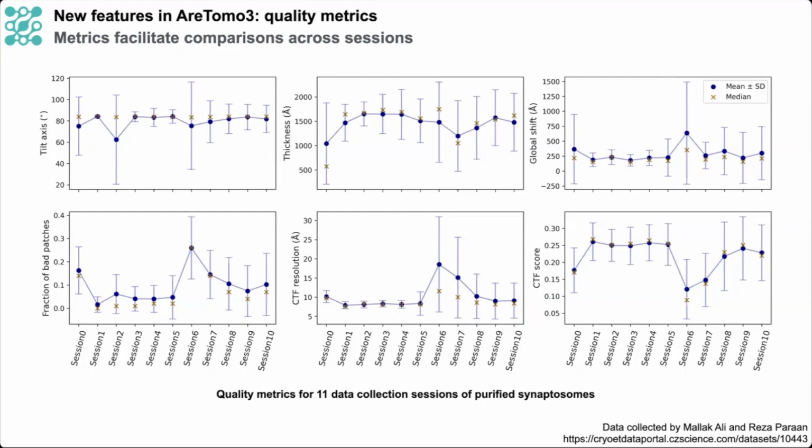And when we looked back through our notes, we realized that during this session, we had targeted sites that were too far away from the tilt axis, which is an issue that we addressed in later sessions. And so in addition to aiding data curation, we envisioned that these quality metrics could provide a useful diagnostic for how choices we make during sample preparation or data collection impact data quality.